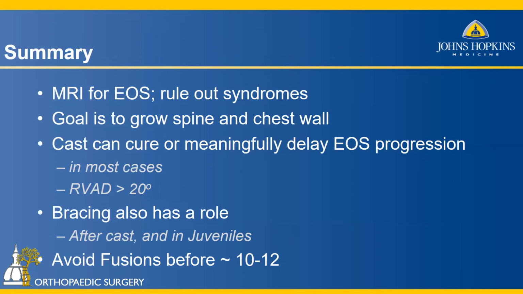So in summary, remember to get MRI for these patients and possibly genetics to rule out syndromes. The goal is to grow the spine and chest wall, so delay and prolong the growth as much as possible. Remember that CAD can actually cure or meaningfully delay the progression, and bracing also has a role. And try to avoid fusions before the height velocity of about 10 to 12.